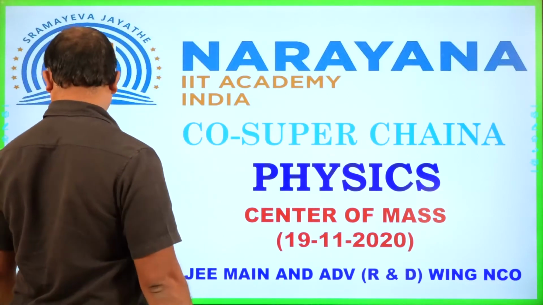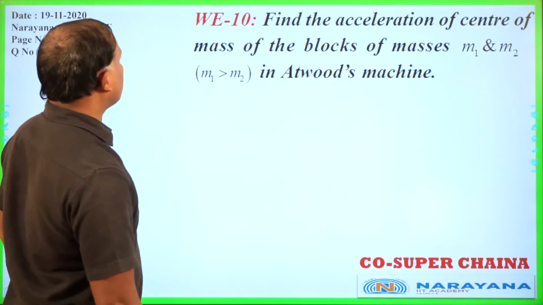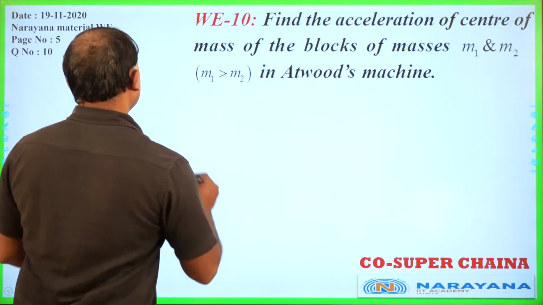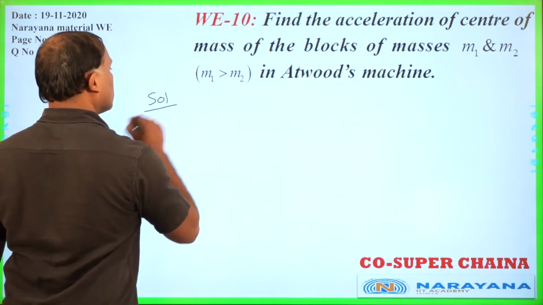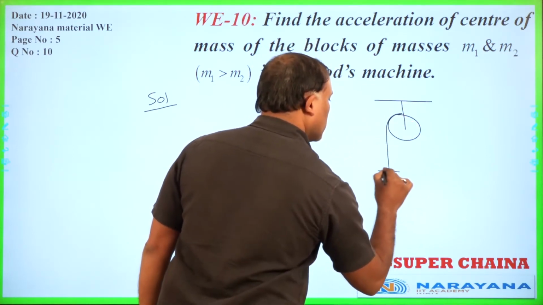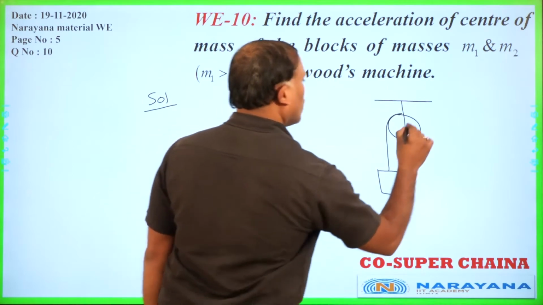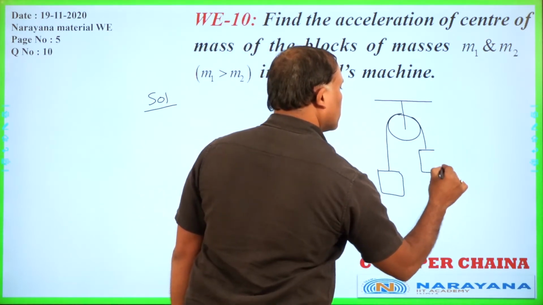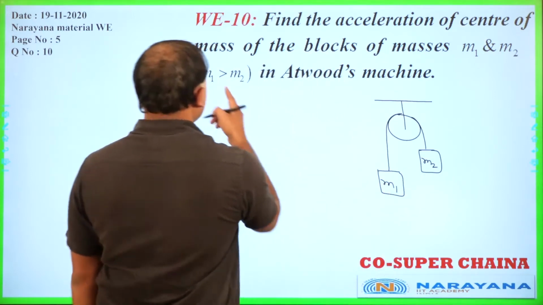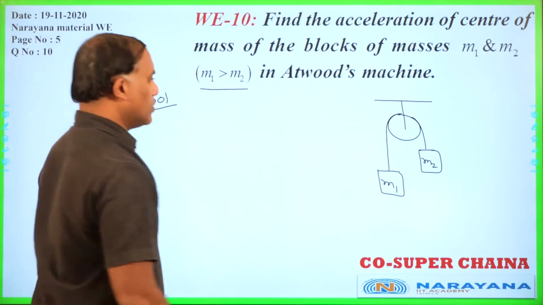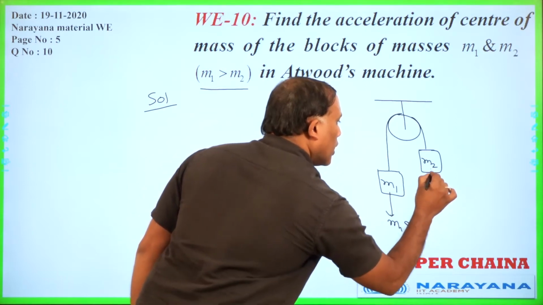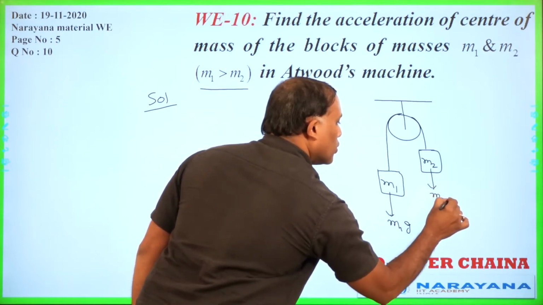As the first question says, find the acceleration of center of mass of blocks of masses m1 and m2 in Atwood's machine. We are very much familiar with Atwood's machine. Here it is m1 and m2. This is m1 and this is m2. He is telling you that m1 is greater than m2, so m1 will be going downward, with m1g and m2g acting downward.